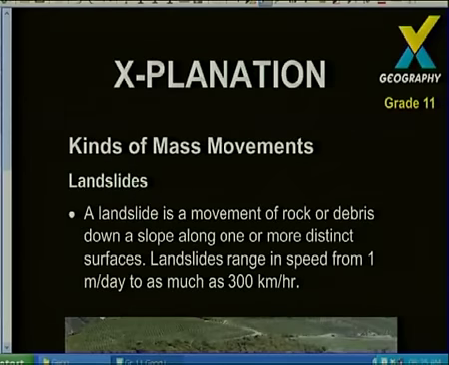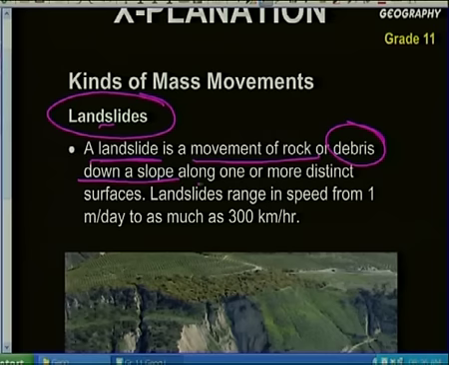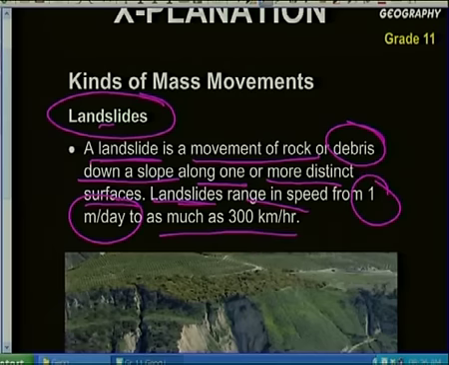Let's look at the next kind of mass movement. The next kind of mass movement is common in most areas around the globe. It is referred to as landslides. Let's describe a landslide. A landslide is the movement of rock or debris, which is your loose rock material, down a slope along one or more distinct surfaces. Landslides range in speed from 1 meter per day to as much as 3 kilometers per hour. Note the increase in the rate at which the mass movement occurs.